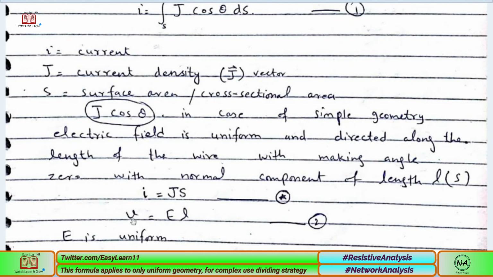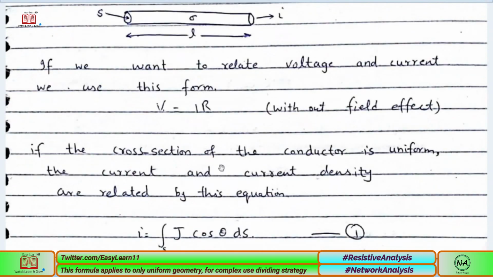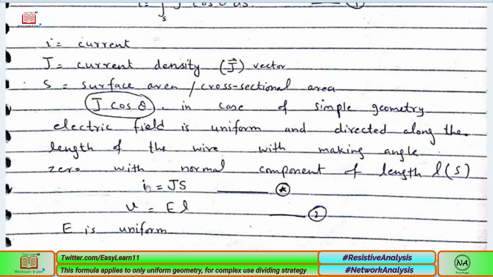V is equal to EL, this is another equation. First you need to keep in mind the previous equation, because we are going to use it on our next page. And second is V is equal to EL. This equation is valid only for those areas which have a smooth geometry and uniform surface area. You cannot use this anywhere, anytime.